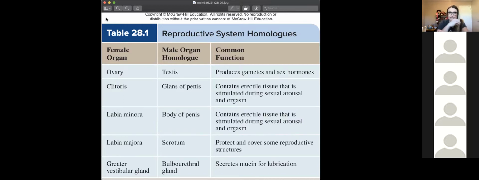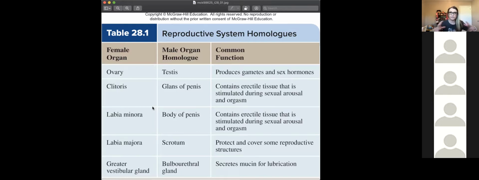Now, if you were to look at specifics of that function, that's where the differences are, because the gametes are different and the sex hormones are different. But their common, overall function is the same. They both produce gametes and they both produce sex hormones. So that's what homologs mean as well. They originate from the same cells during embryonic development, and they have the same or common function. Another pair here is clitoris and glans of penis.